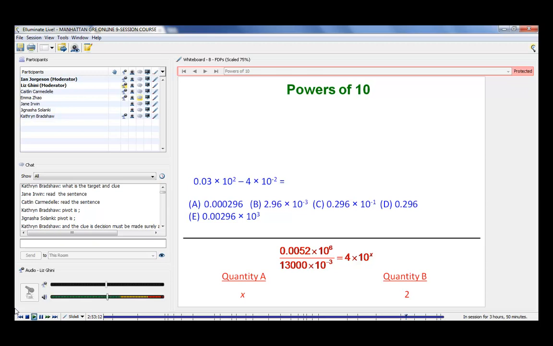Okay, let's post answers to the first one. Let's post answers. This is a little bit tricky. You can't tell if the numerator power is a 5 or a 6.